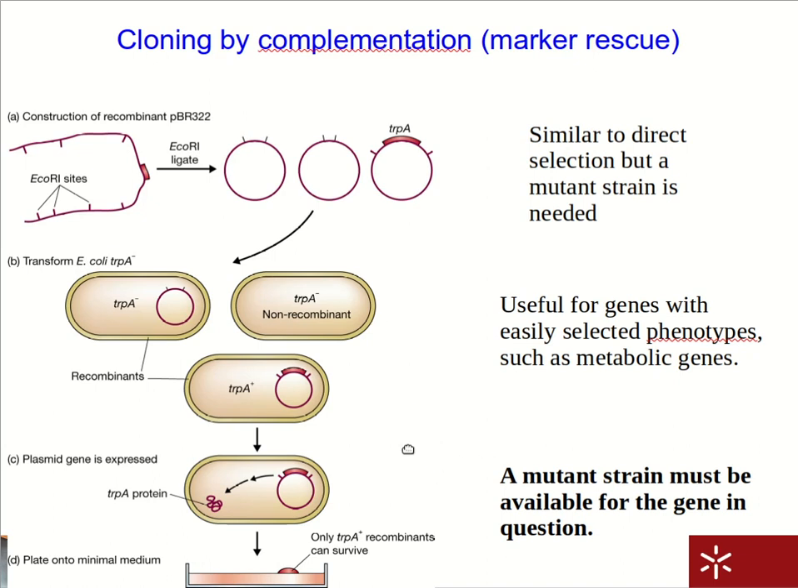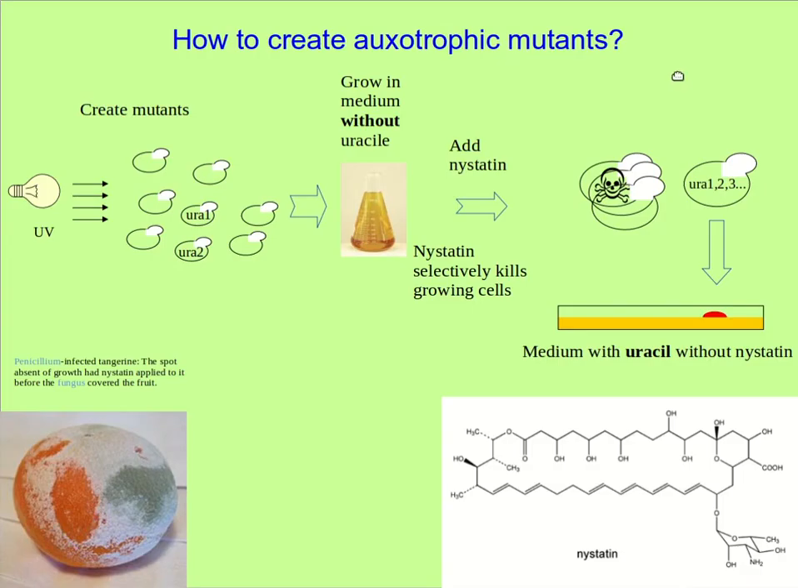But one complication is that we need a mutant in order to perform this procedure. This may be counterintuitive, but in order to clone the TRPA gene, we need a mutant for that very same gene. But we don't actually need to know the gene sequence of a particular gene in order to create a mutant for that gene. So how can we then create auxotrophic mutants, such as the TRPA mutant in the previous slide, without actually knowing the DNA sequence of the gene?